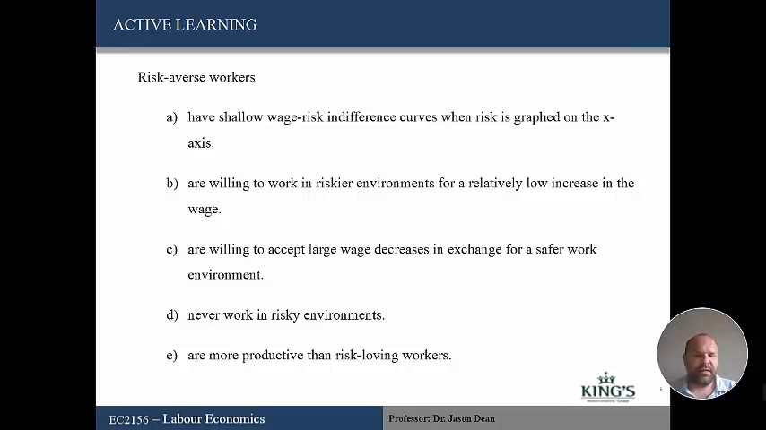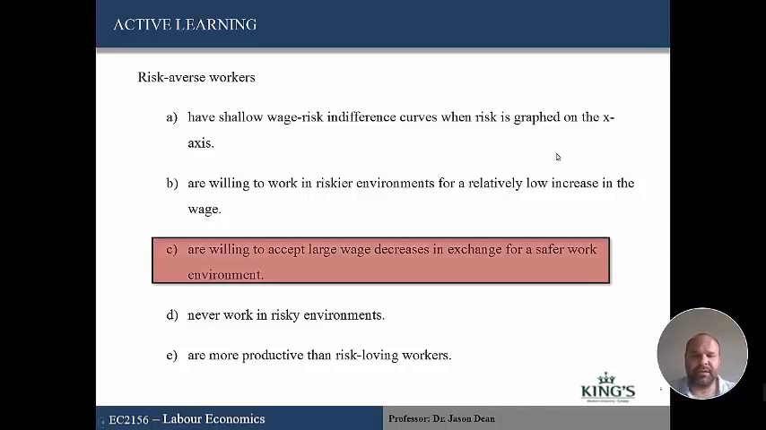If you remember when we looked at the different indifference curves, someone who's risk averse, if you take away some of their safety, is going to want a much higher wage to compensate for that. So they have steep indifference curves. The other side of the coin is that if you give them a little bit of safety, they would accept larger wage decreases to keep them equally happy. So the answer here is C.